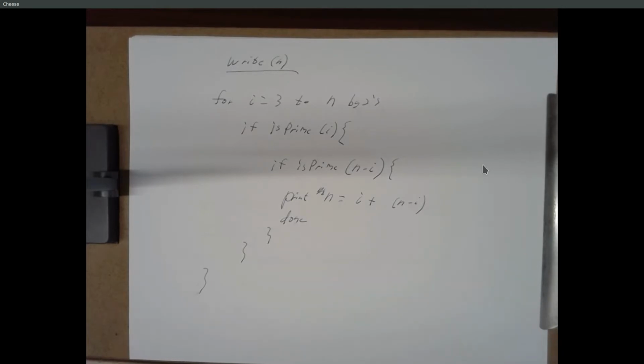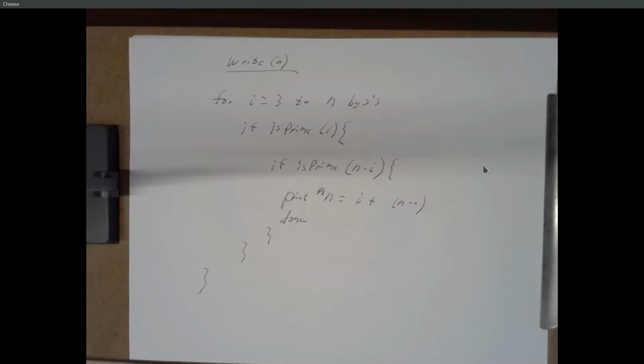For example, take the first two primes and add them together and see if you get n. And if not, take the first and third prime and add them together and see if you get n. Take the first and fourth. Do that all the way up until you reach n. Then take the second prime and add the third and see if you get n, right?